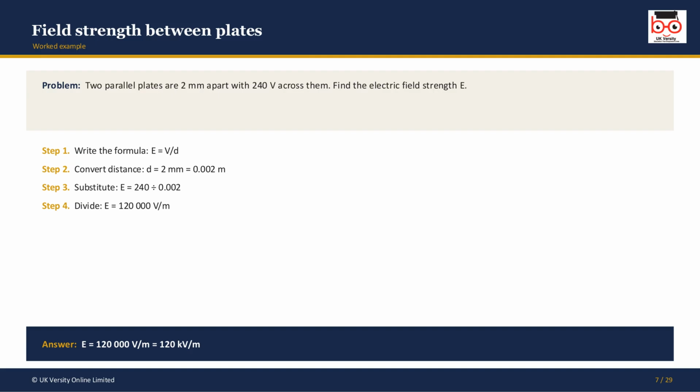Let's calculate a field strength. Two parallel plates sit 2 millimeters apart with 240 volts across them. The field strength is the voltage over the distance, but first convert the distance. 2 millimeters is 0.002 meters, so the field strength equals 240 divided by 0.002, which comes to 120,000 volts per meter, or 120 kilovolts per meter.